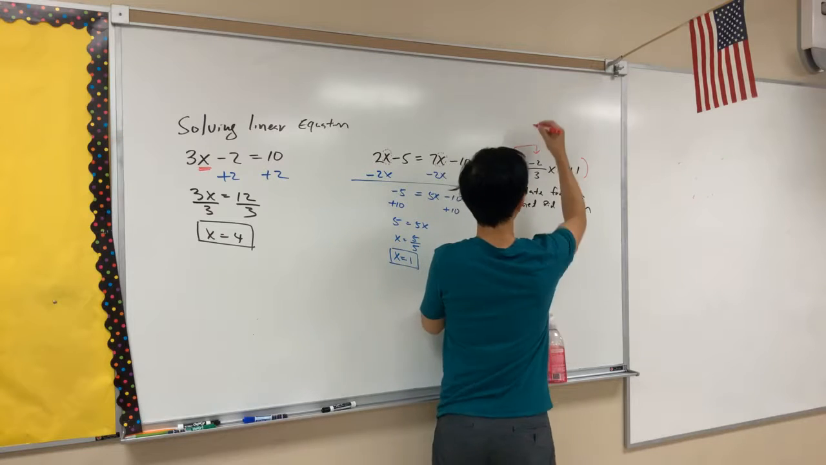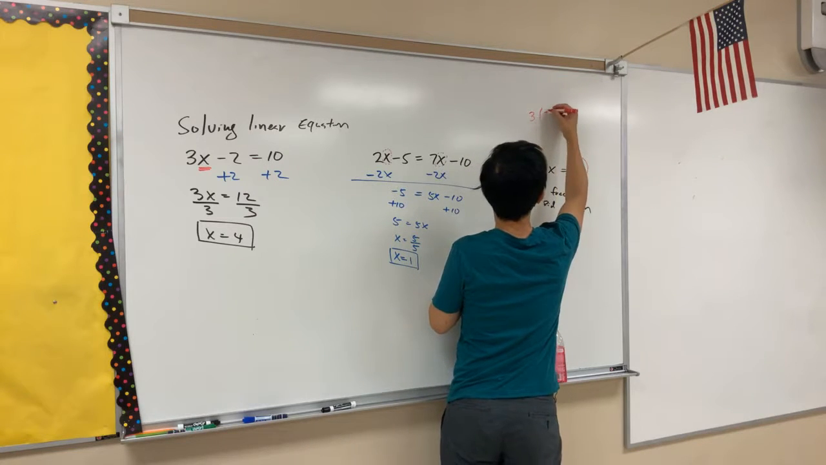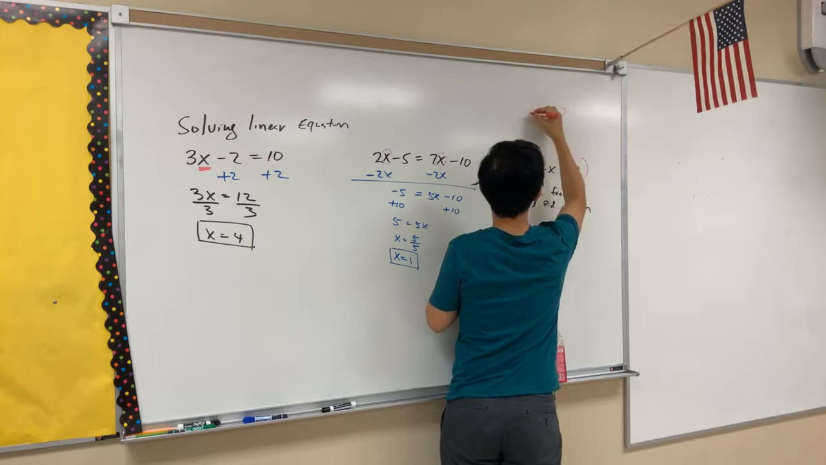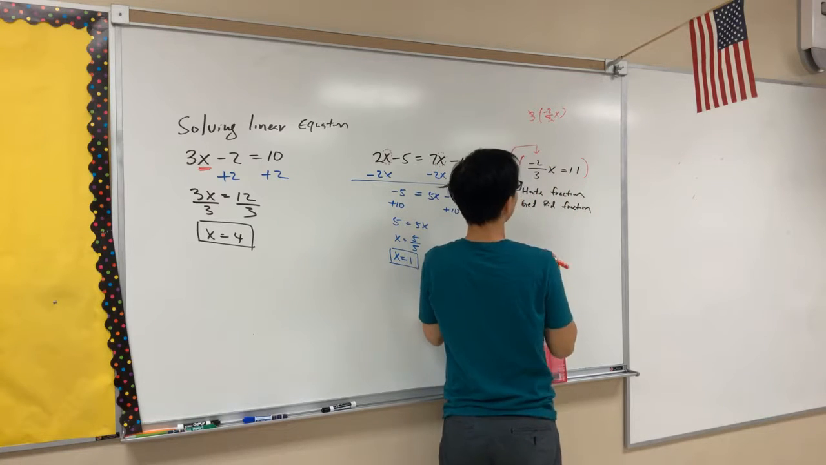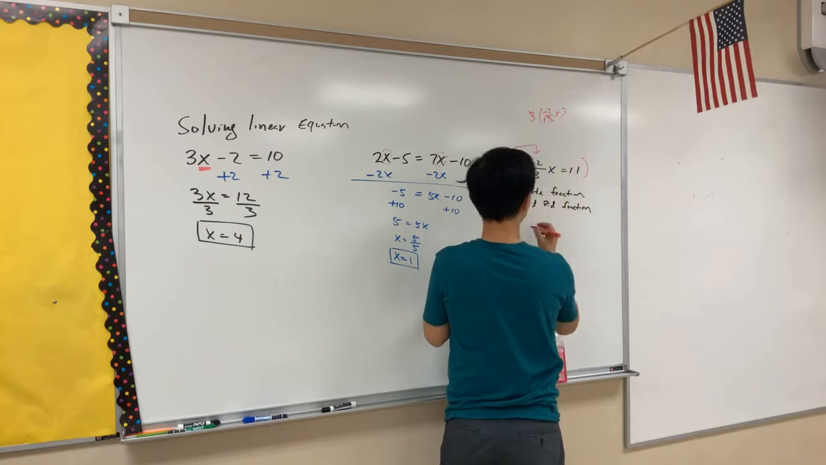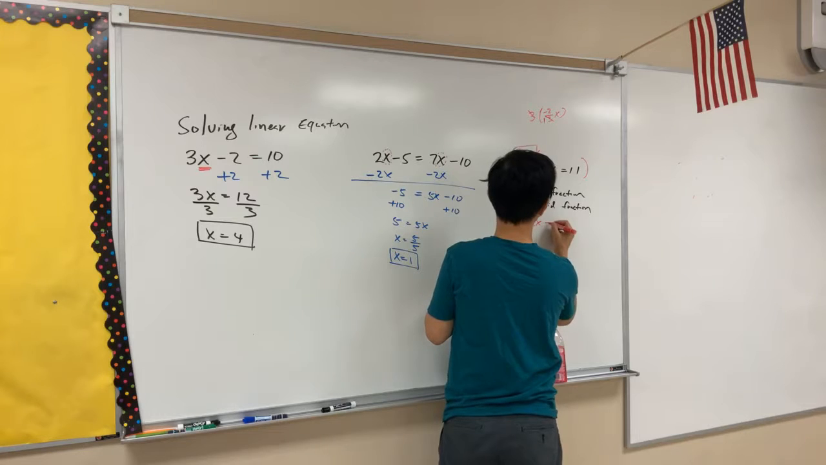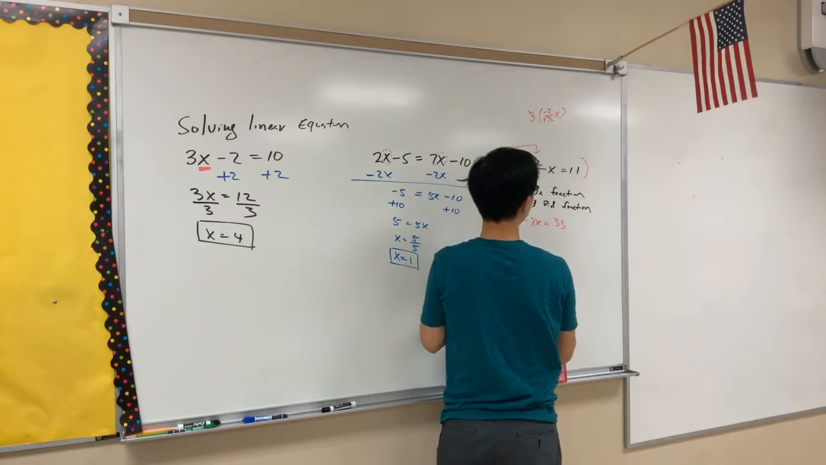I'm going to show you on the side. So 3 times negative 2 over 3x. This 3 is going to simplify down to 1. So that's going to be negative 2x. So within one step, I'm going to get a linear equation without fractions.